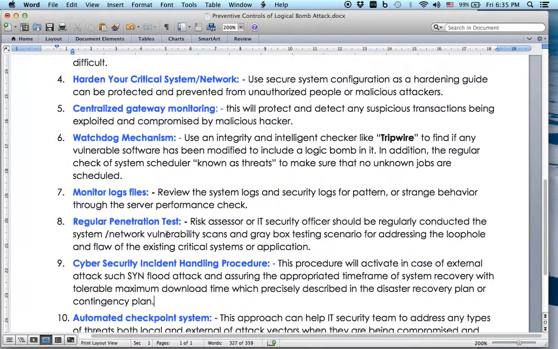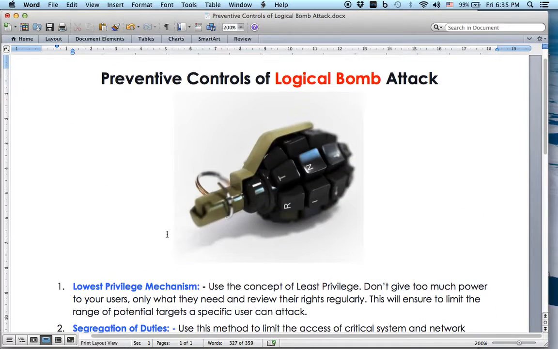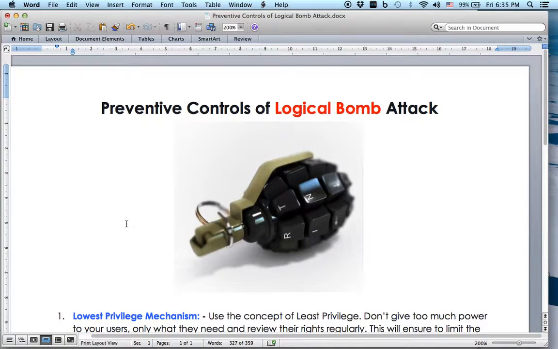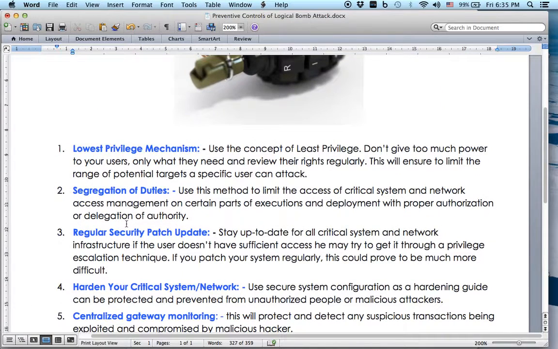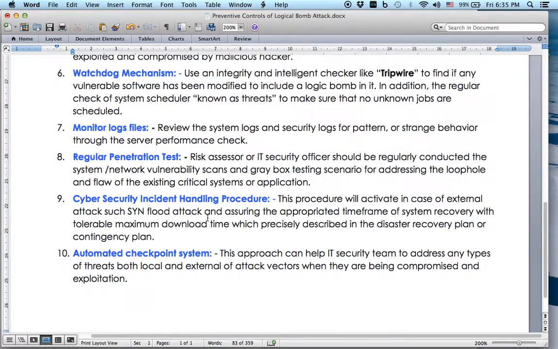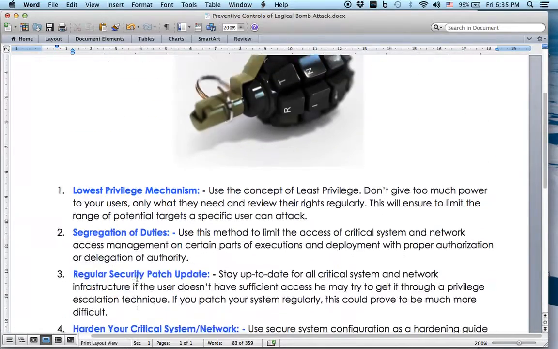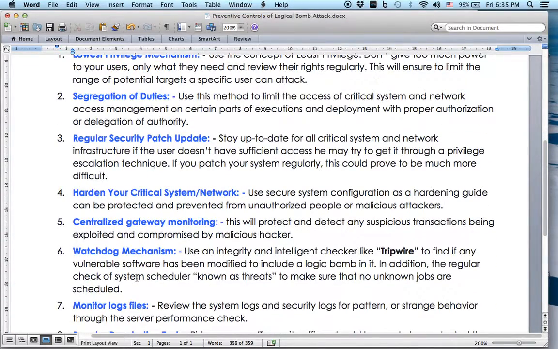So these are the 10 mechanisms you should consider to make sure the logic bomb attack can be minimized, or the chance of attack reduced, meaning that the controls are workable. So we need to test all the mechanisms that I mentioned earlier to make sure all of them are workable, and report to the management on a regular basis.